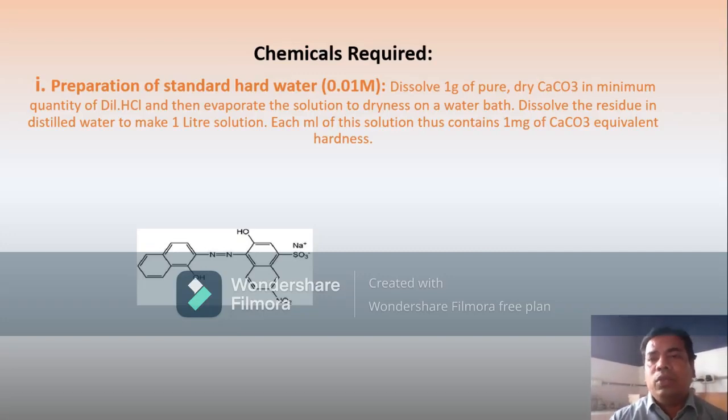CO2 కొంత బయటికి వెళ్ళిపోతుంది, and here it converts. The calcium carbonate is soluble in HCl అండి. So then make the solution up to the mark. You can make 1 liter solution, then the molarity is equal to 0.01. ఇలా మనము స్టాండర్డ్ హార్డ్ వాటర్ శాంపుల్ని మనము ప్రిపేర్ చేసుకోవాలి.